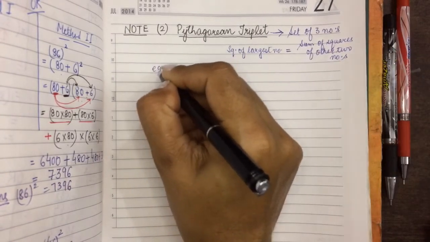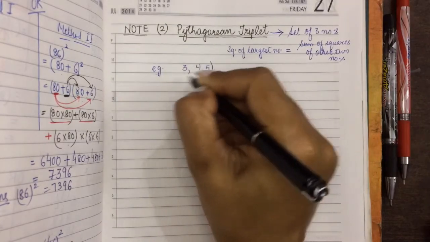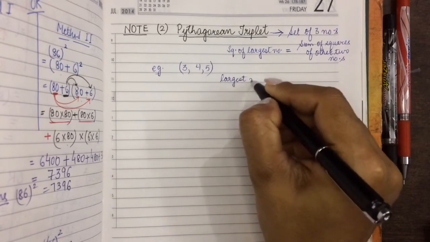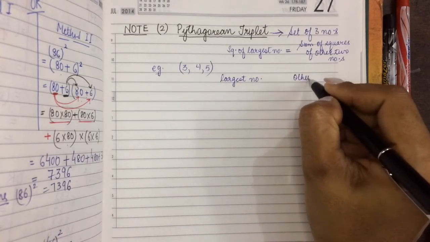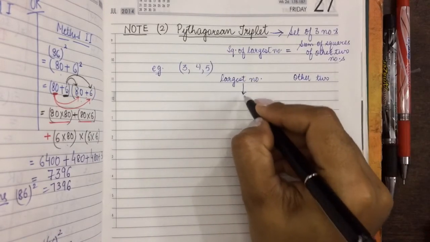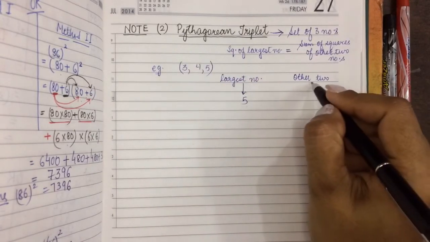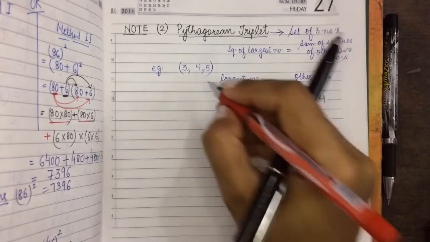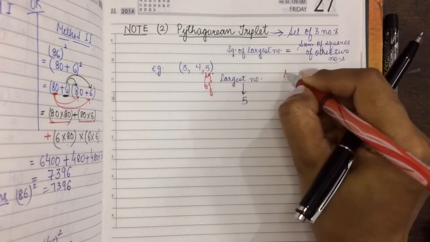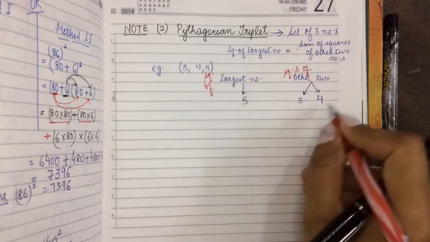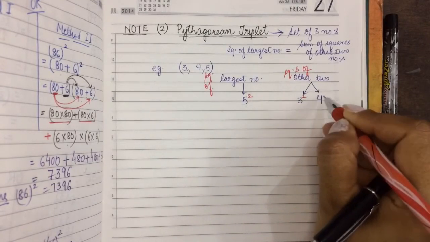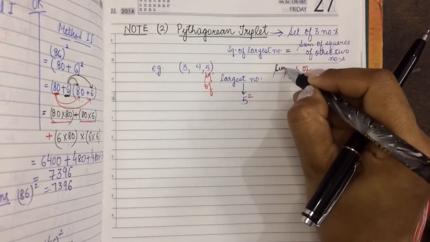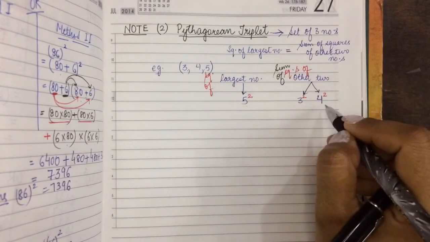So one such example is 3, 4 and 5. What I have to do is separate the largest number, which will be alone, and the other two. The largest out of this group is 5 and the other two are 3 and 4. And I need the square for each of these. So 5 square, 3 square, 4 square. And then I want to find out the sum of these two.